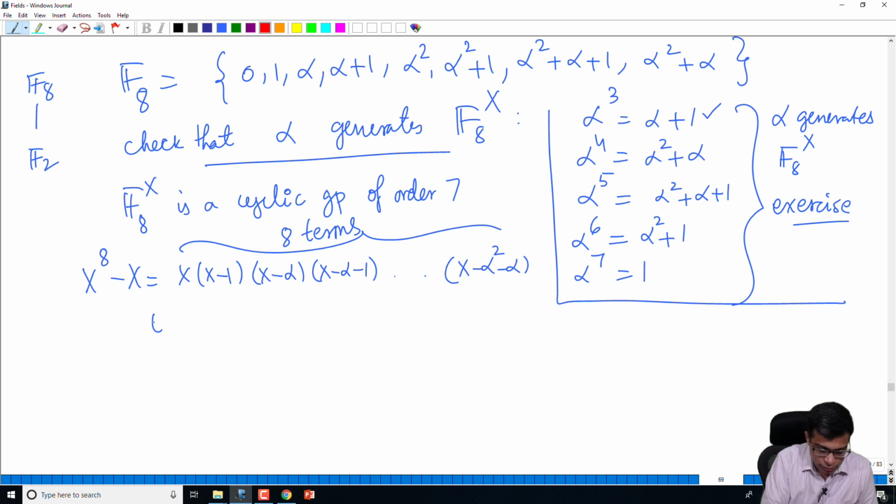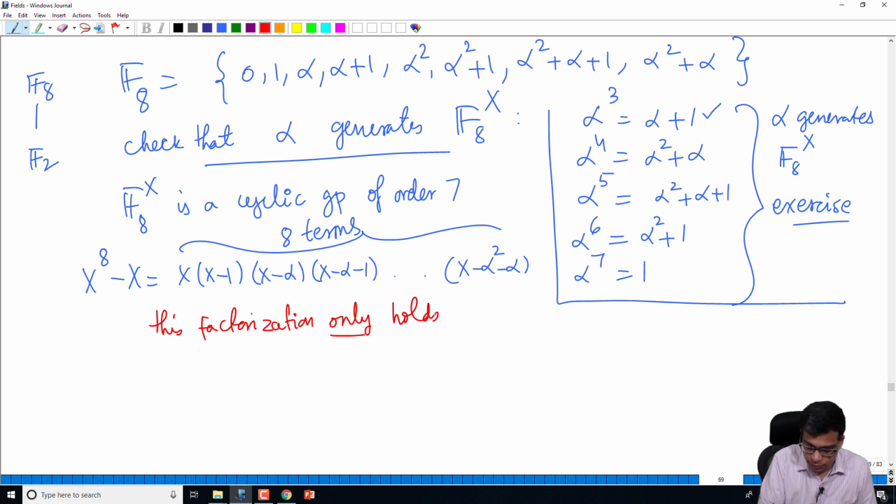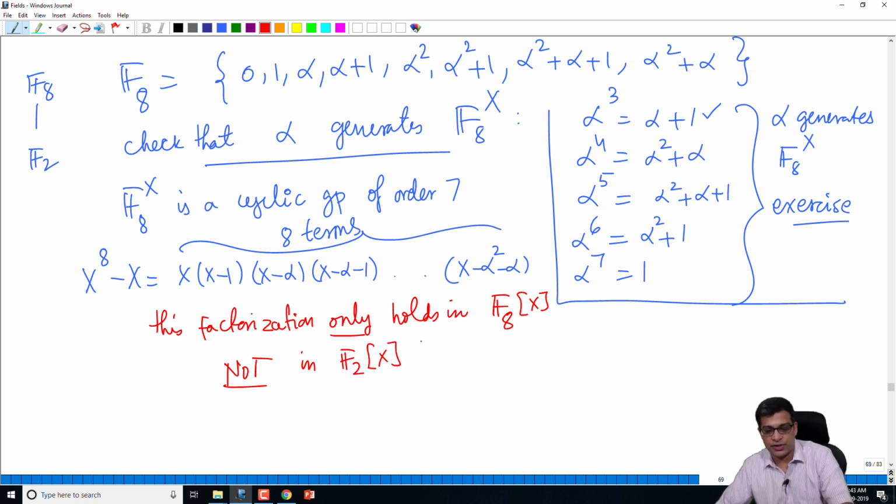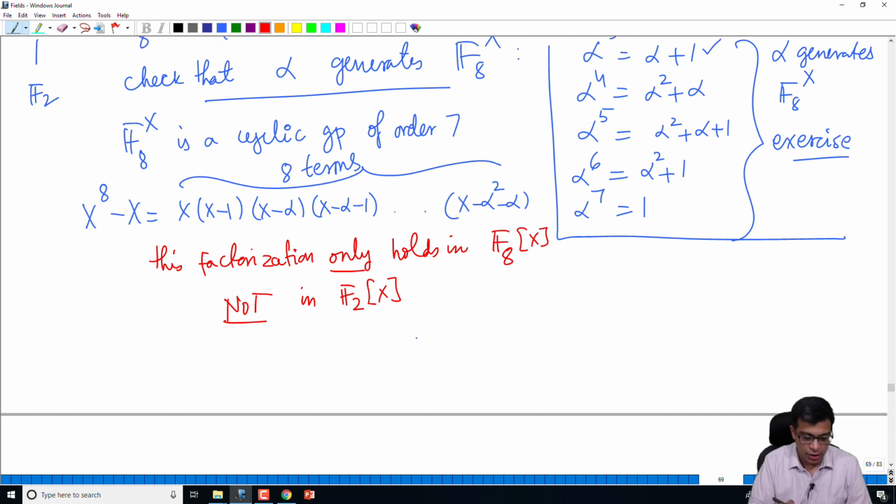Remember this factorization only holds in F8[x], not in F2[x], because remember alpha squared, all these elements are not in F2. So how do you actually find the factorization in F2[x]? This is where we have to use the theorem.